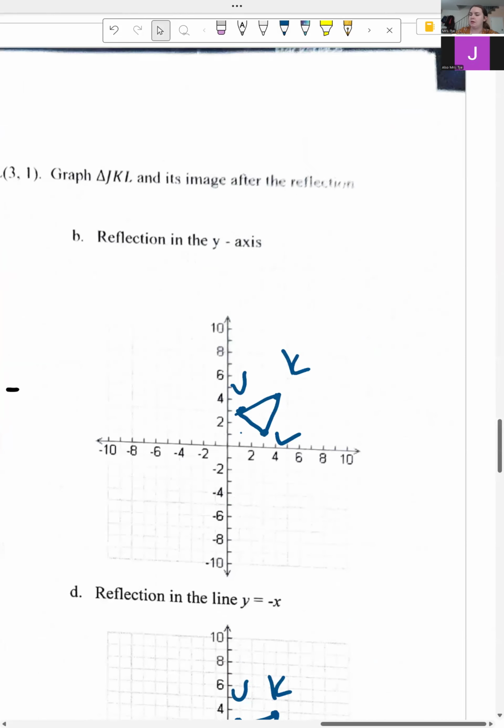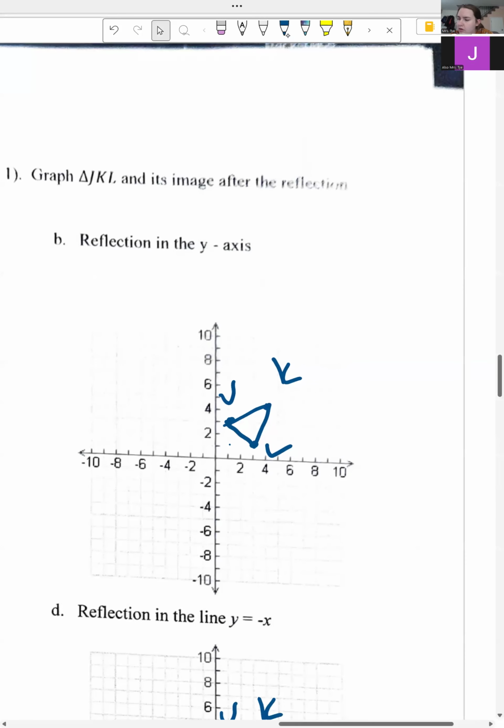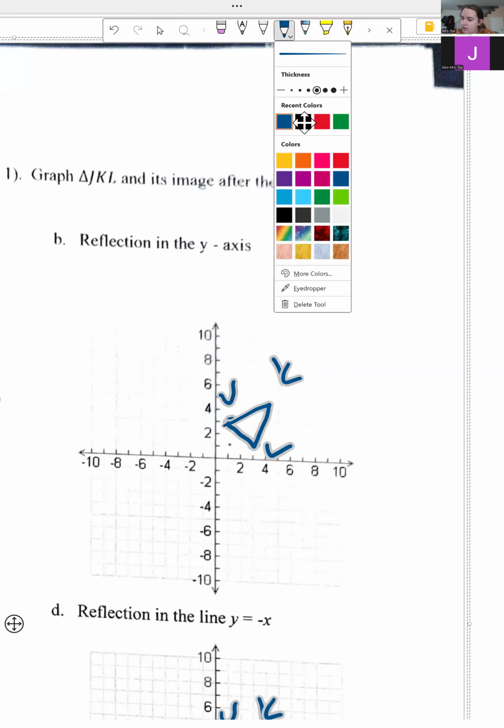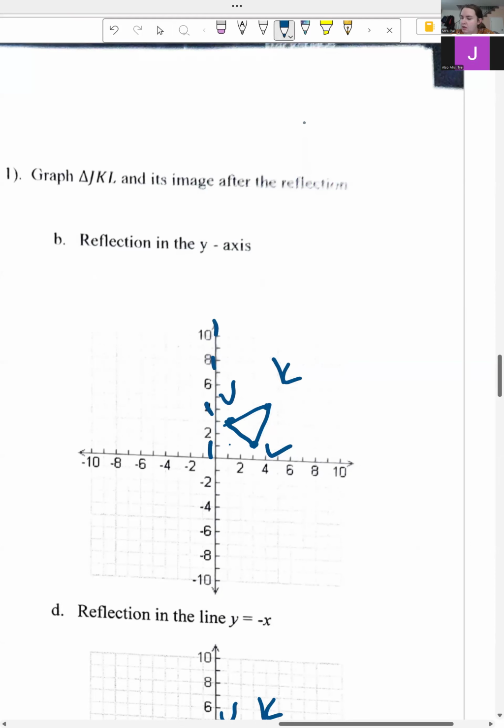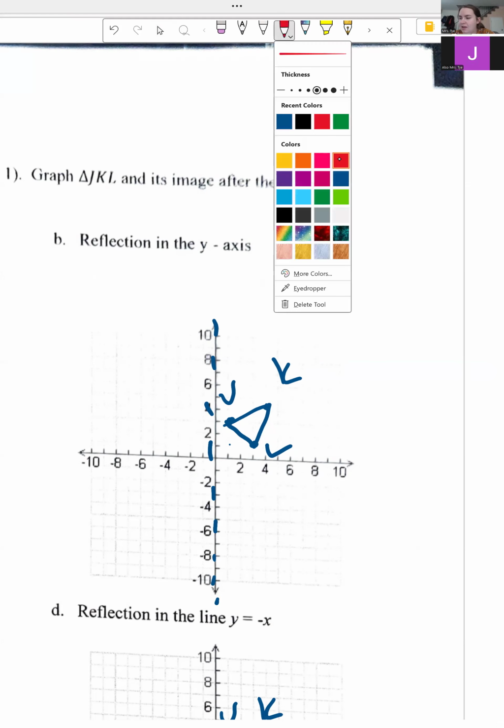Back up B up here. And we're just reflecting across the y-axis, so it shouldn't be too bad. Okay, and that's this line. Hopefully you never forget that ever. Okay, and then I'm gonna switch colors. Okay, and we're going this way this time because we're going across the line of reflection.